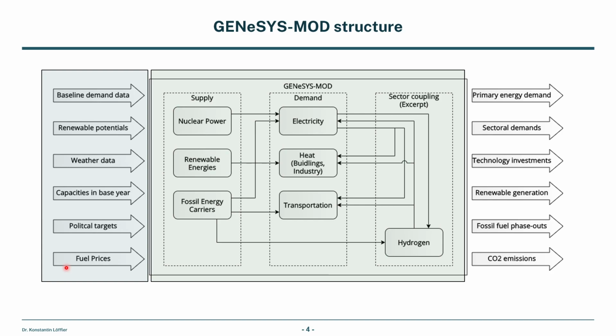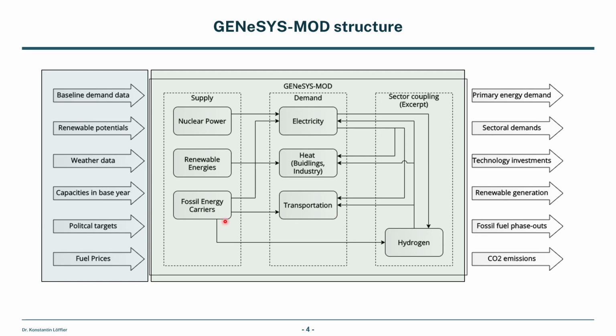The model then optimizes the energy system across the different sectors. Usually the sectors electricity, heat in both buildings and industry, and transportation are considered. Heat and transportation are then split into different subcategories. For industrial heat, so for process heat, it's split up into low temperature, medium temperature, and high temperature applications. And for transportation, it's split into passenger and freight transportation demand.